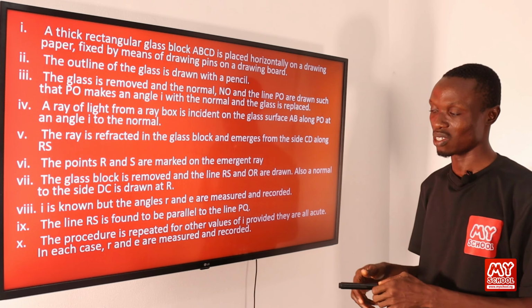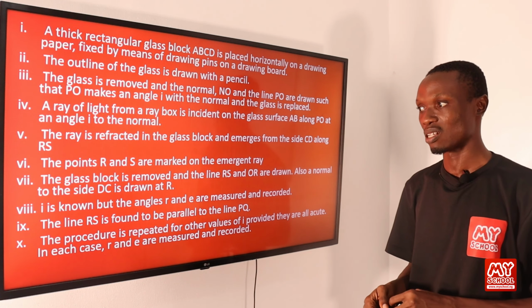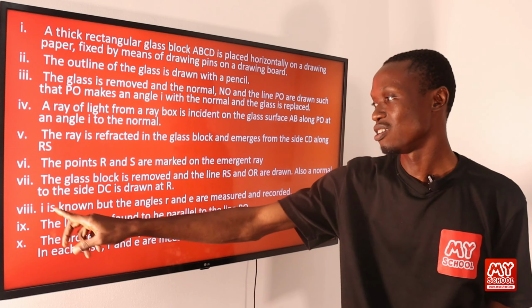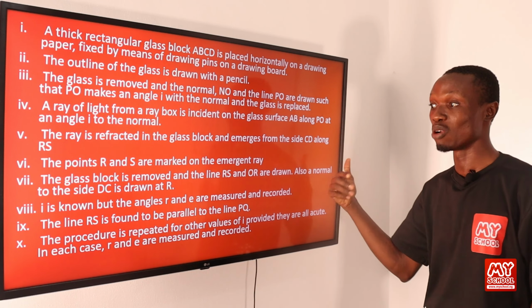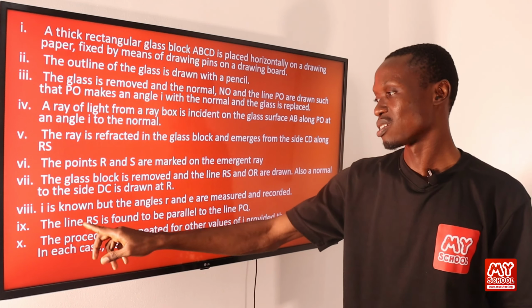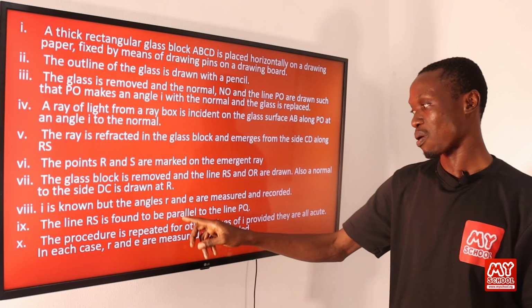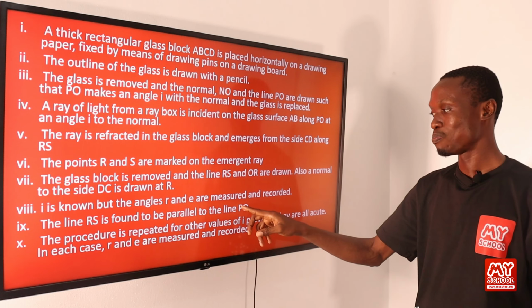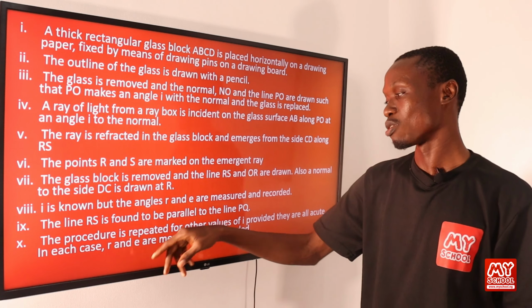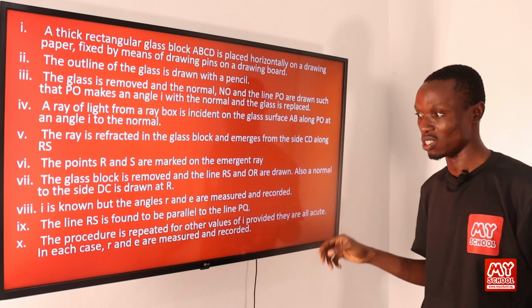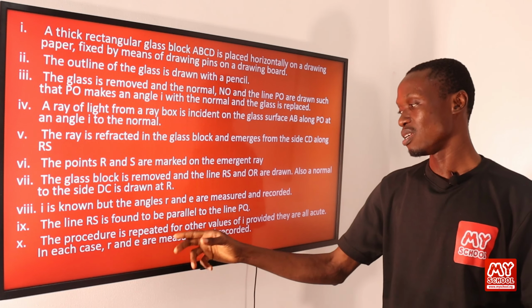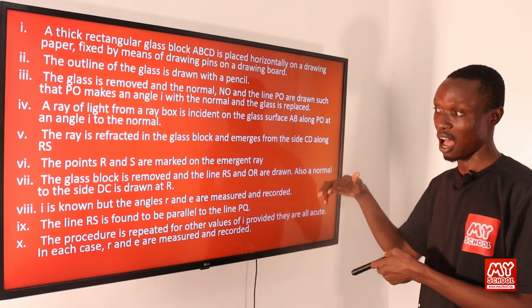Also, a normal to the side DC is drawn at R. Then I is known, but the angles r and e are measured and recorded, while the line RS is found to be parallel to the line PQ. The procedure is repeated for other values of I, provided they are all acute. In each case, r and e are measured and recorded as usual.